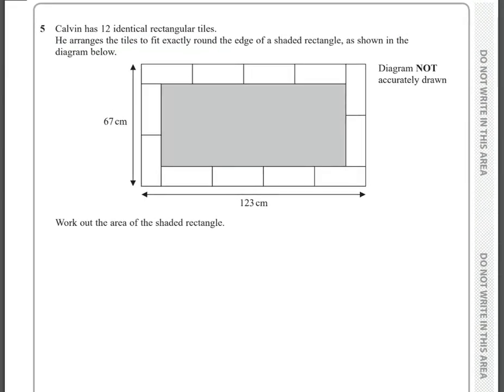Okay, question 5. Calvin has 12 identical rectangle tiles. He arranges them to fit exactly around the edges shown. Work out the area of the shaded region. Okay, so again, we're not quite sure, but we know that if I go that the width is x, so from there to there, then from there to there is also x.